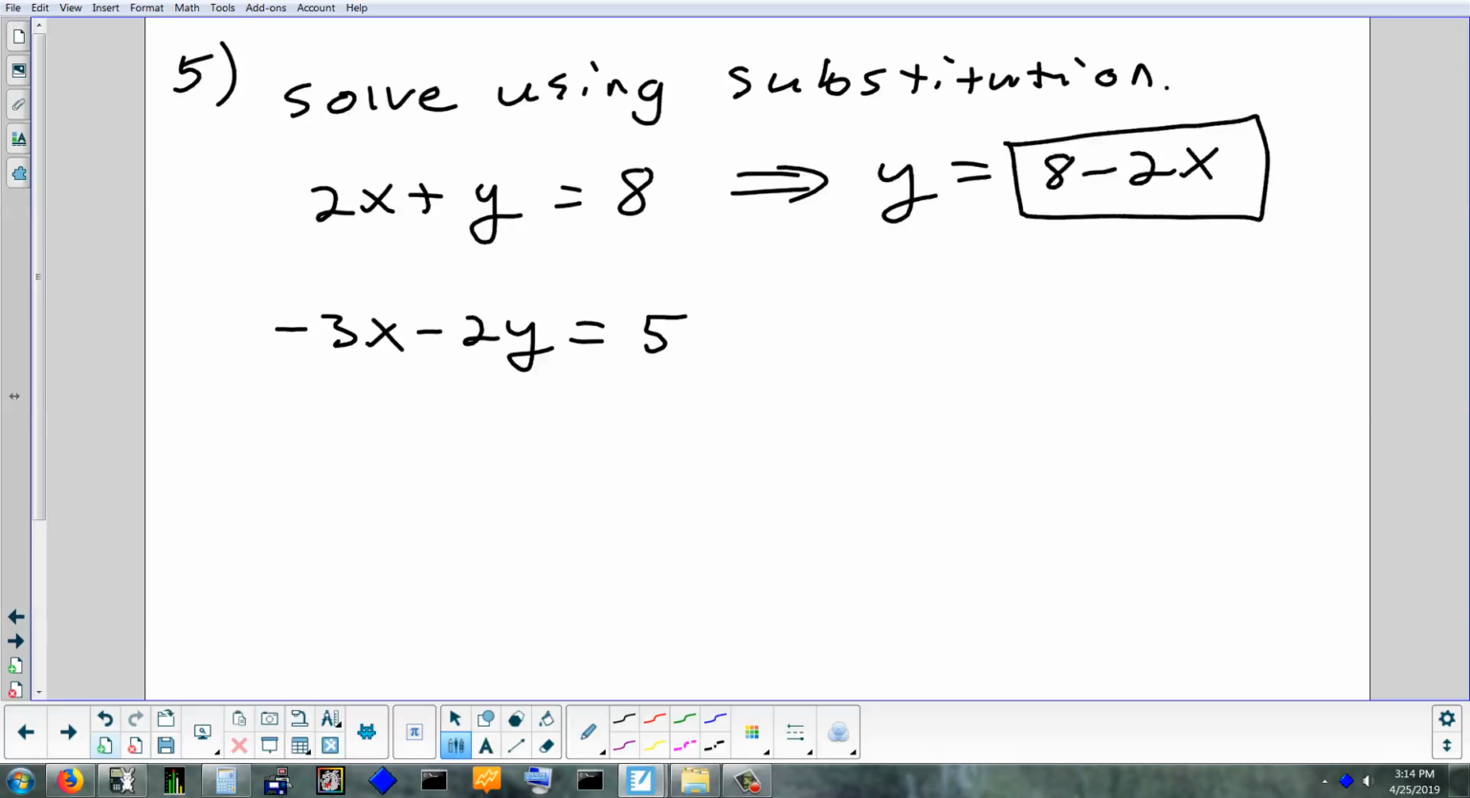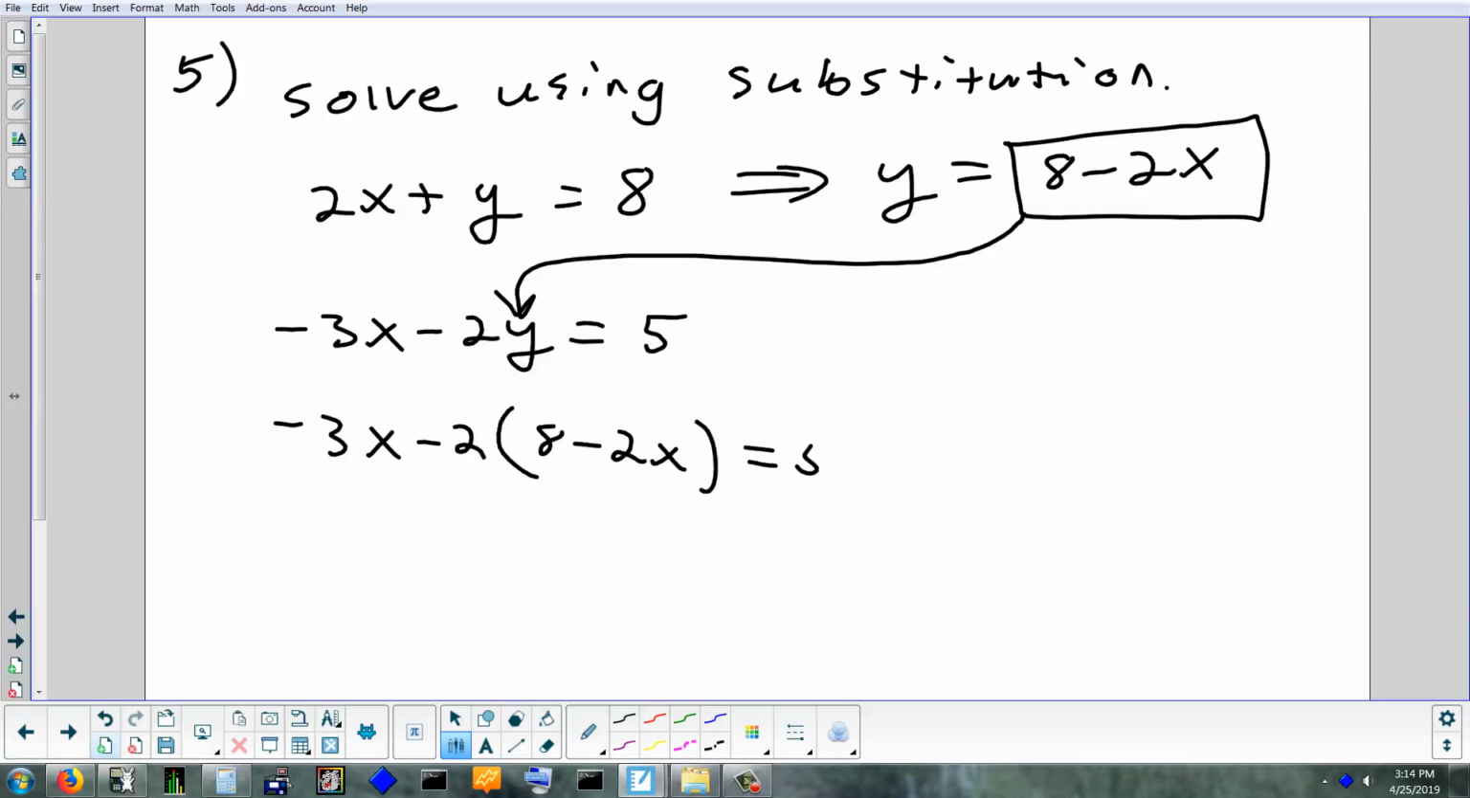Plug that in the equation below for y. Plug that in for y. And when we plug it in, we want to make sure that we use what symbol? We have to be careful about how we write. You tell me what I would write next. 2, and then in parentheses. Yes, we have to make sure we put parentheses. Okay. Yep. And then 8 minus 2x equals 5.